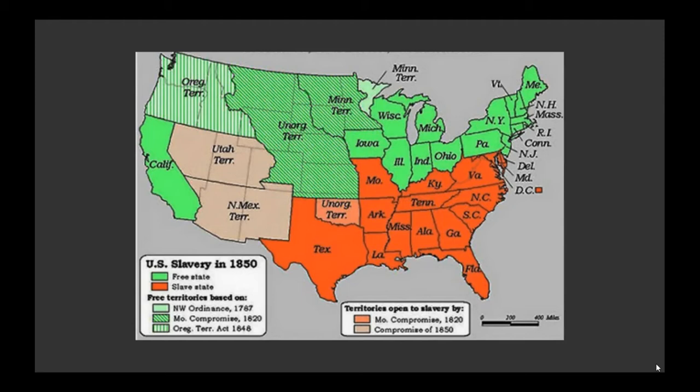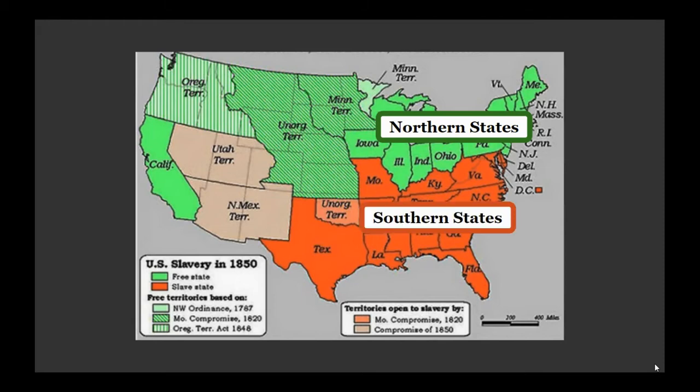When we look at this map, we can see that it is a map of US slavery in 1850. So this is 11 years before the Civil War begins. The northern states are going to be these green states at the top of the map. And the southern states are going to be the orange states at the bottom of the map. We're going to begin by discussing differences in culture.